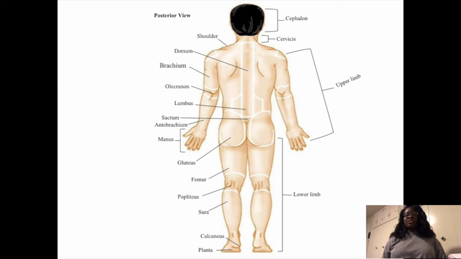That does not change. The popliteus is the back of your knee. Your sura is the back of your leg. Your calcaneus is your heel, and then your planta is the bottom of your foot, and that is your lower limb.